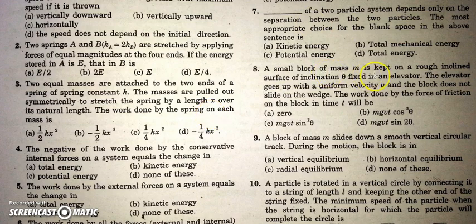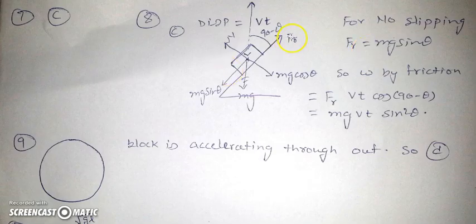Next is a small block of mass m is kept on a rough inclined plane, inclination theta, fixed in an elevator. The elevator goes up with a uniform velocity v and the block doesn't slide on the wedge. The work done by the force of friction on the block in time t will be, okay, as the block is not sliding with respect to wedge, we can say friction is balancing mg sine theta. So we can look at this diagram. This is the wedge, lift is moving upward and it displaces by an amount vt in time t.